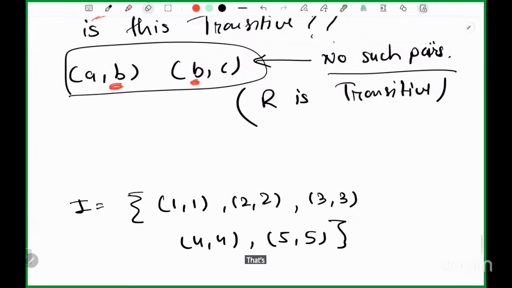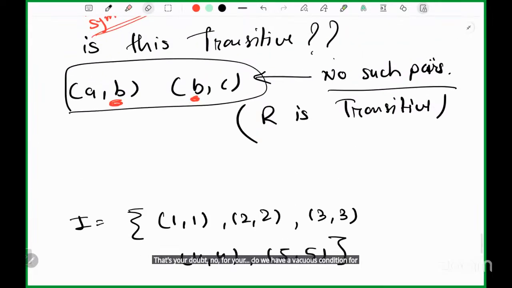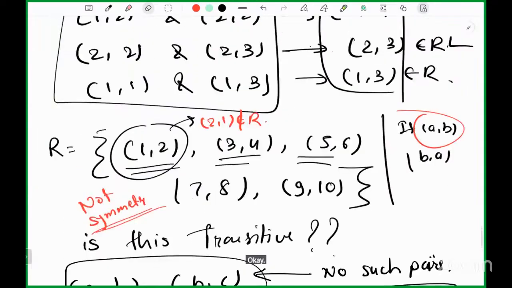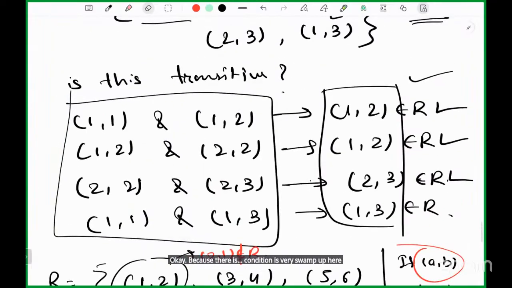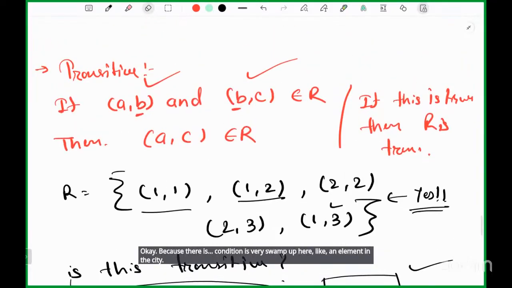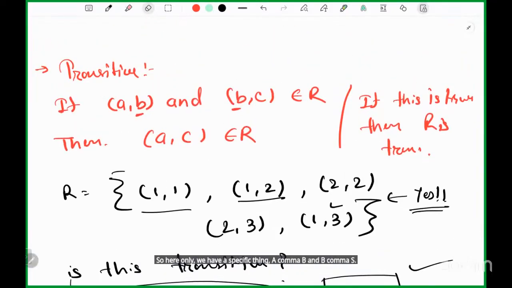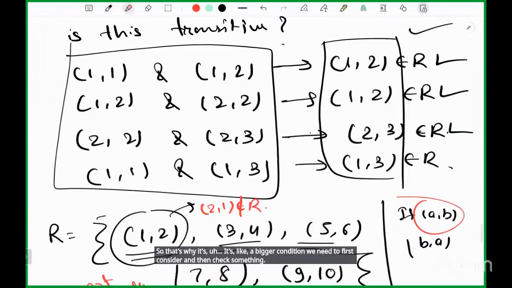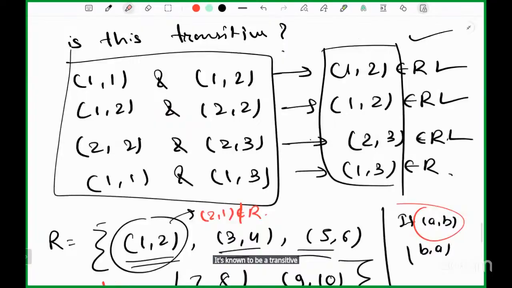That's your doubt, right? Do we have a vacuous condition for symmetricity also? And also for reflexive? Yes, it is only vacuous in transitivity, not in reflexivity, not in symmetricity. Because their if condition is very small: a pair, or an element in set A. Here we have a specific thing, A comma B and B comma C. So it's a bigger condition we need to first consider and then check something. Right? That's known as being transitive. Is that clear?